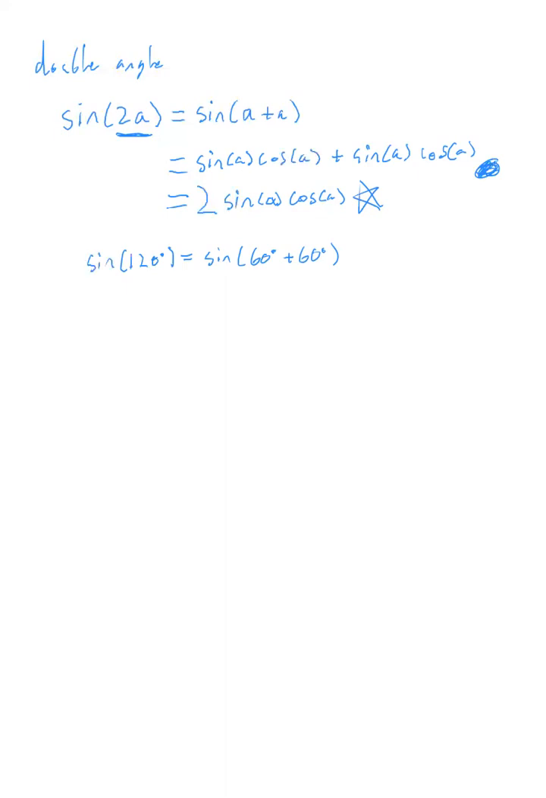Either way, that is our double angle for sine. We also have a double angle for cosine. And the double angle for cosine may be the most interesting.